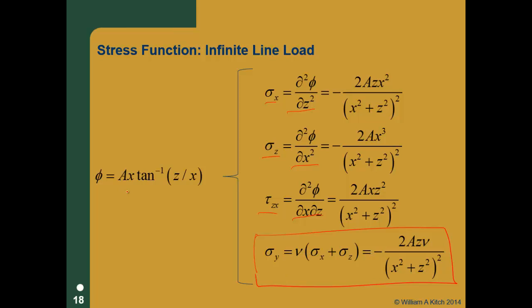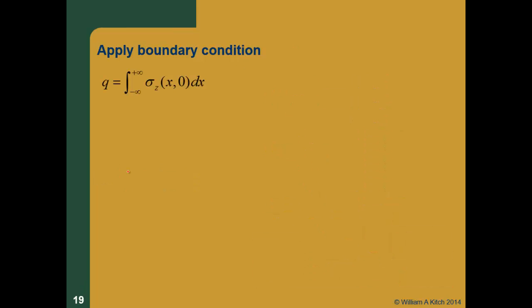I only have this one unknown in there, that's that constant A. So I only need one boundary condition to solve for that, which is good because I only have one boundary condition, that line load, right? So we need to figure out what the constant is. So I'm going to apply my one boundary condition.